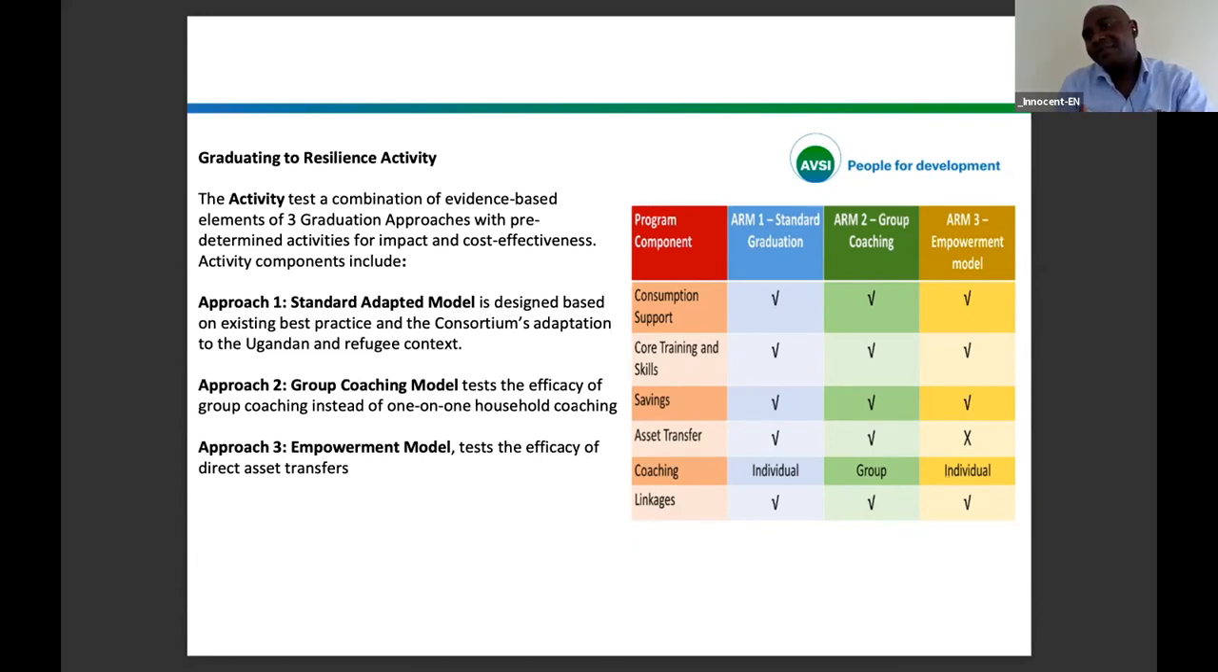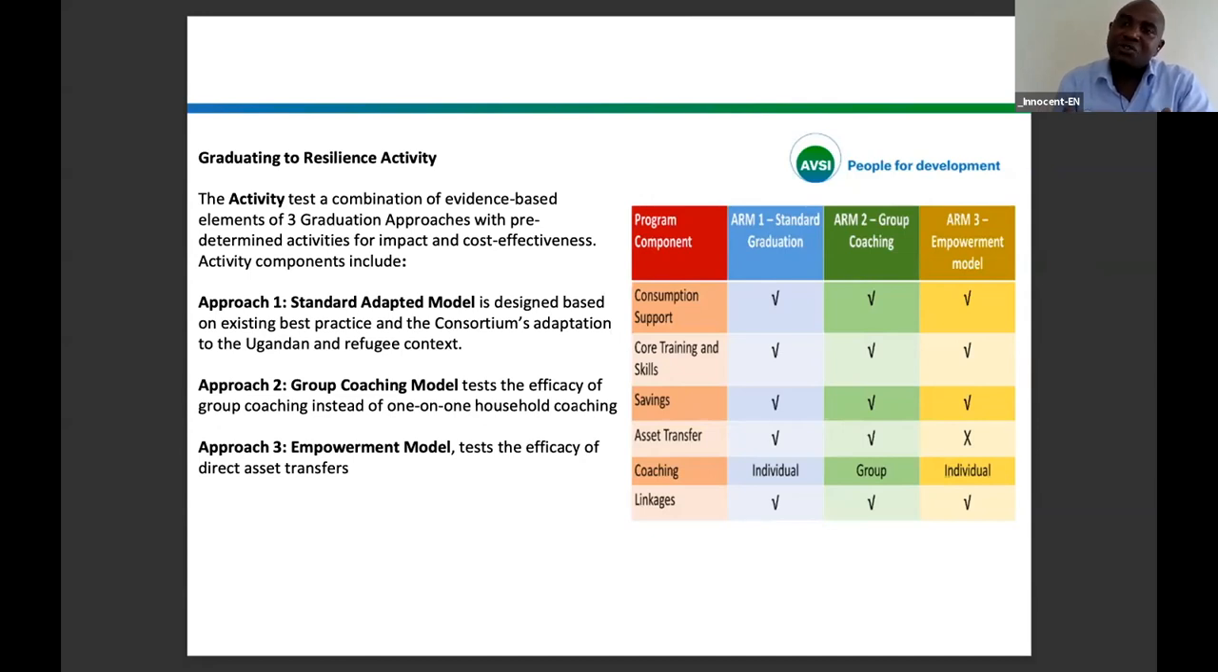And then we have the second model, which looks at the group coaching model. The group coaching model is where a coach follows around 75 households who are met in a group setting. So the topics which are delivered still remain the same. If it is on basic health, on protection, on understanding the nutrition practices aimed at improving the well-being of children. So they meet them in groups.